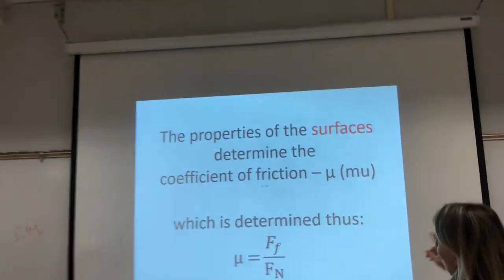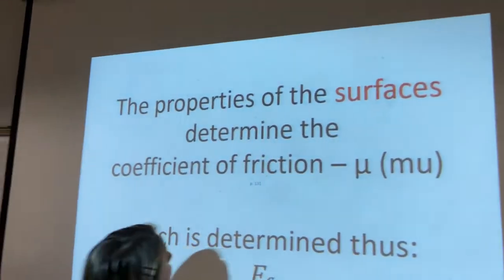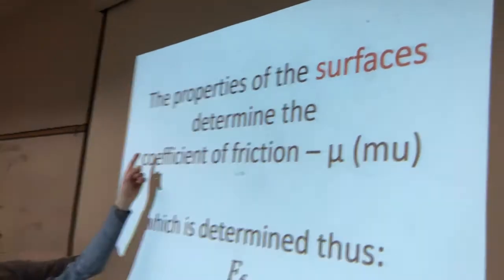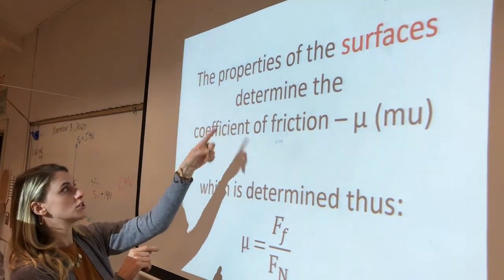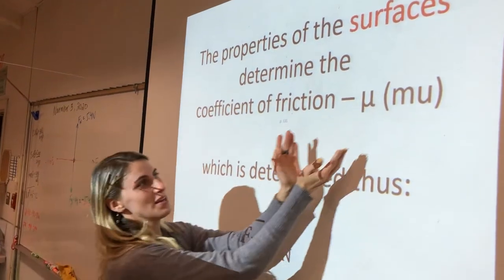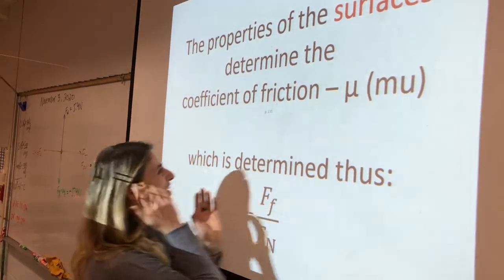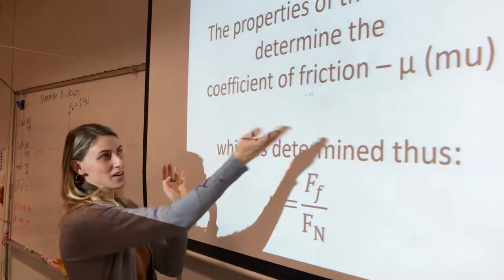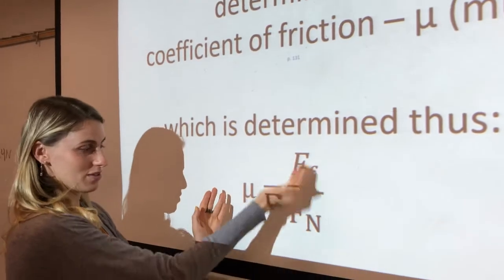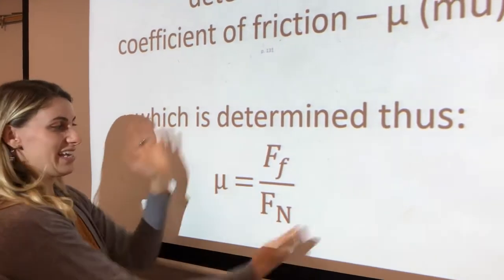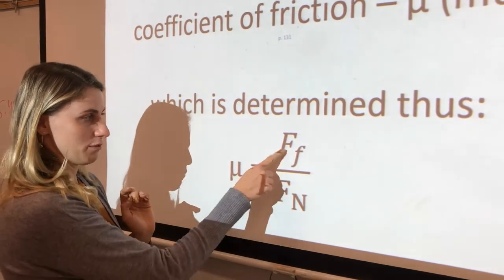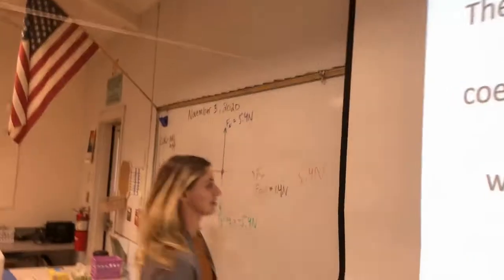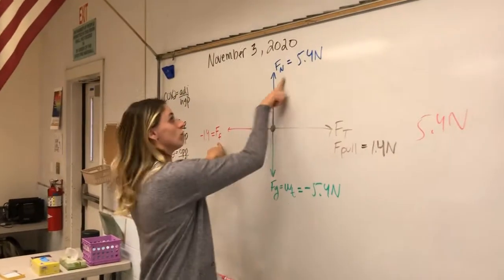How can we figure that out? We're going to call that the property of the surfaces. The properties of the surfaces determine the coefficient of friction, and that's the Greek letter mu. How do you figure that out? We talked about that there's a relationship between these two things. Here is the equation that is actually useful: mu is equal to the force of friction divided by our normal force.